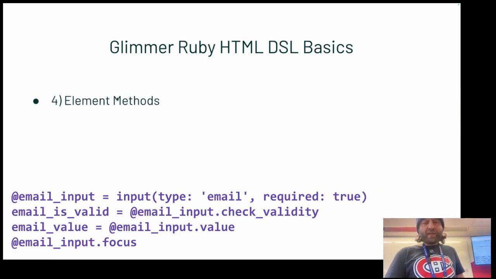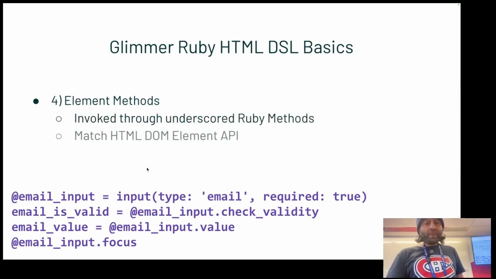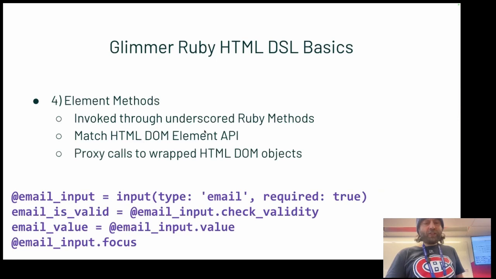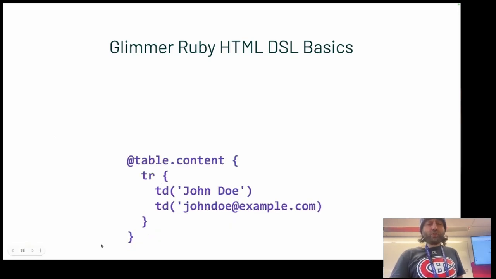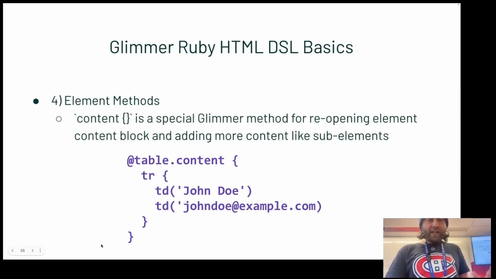The last thing is element methods. So any DOM methods that are supported on elements in HTML are also supported in Glimmer using Opal Ruby. So it matches the HTML DOM API. So for example, here we're using the checkValidity method, or we're checking the value method, or focus. They're all supported here too. So again, we're writing everything in one language without switching between too many different languages, which helps with productivity. Okay, let's go on.